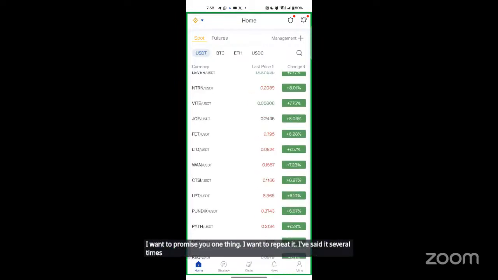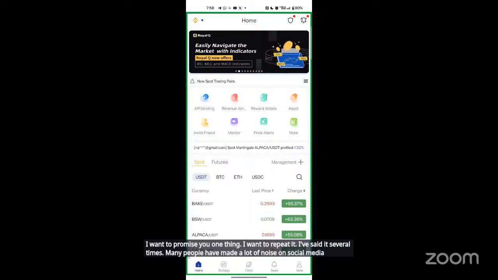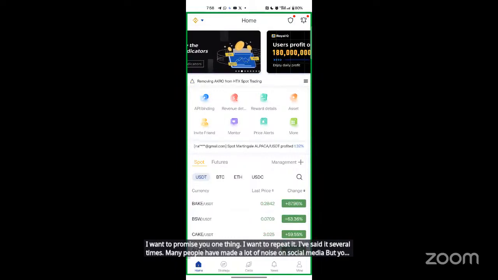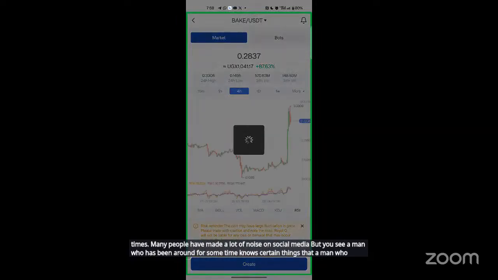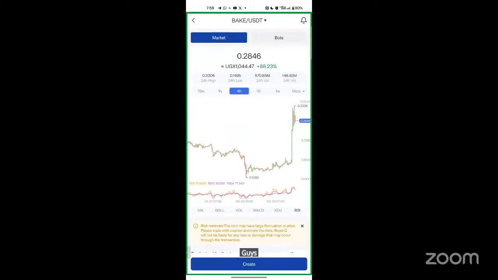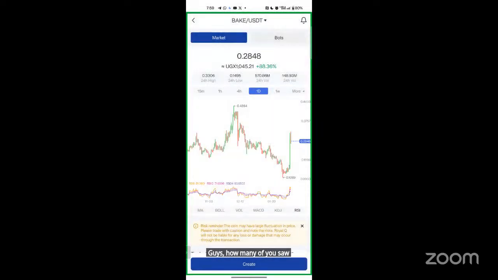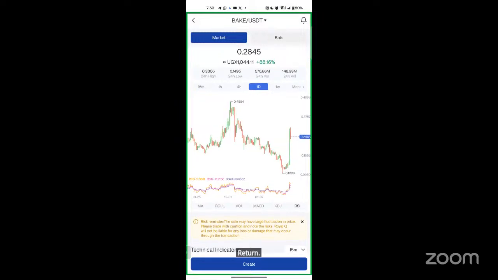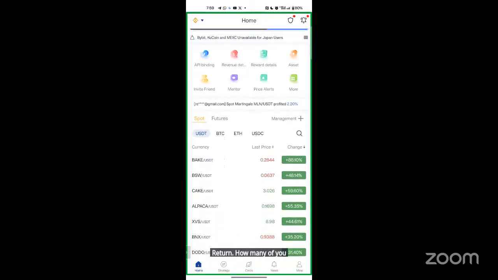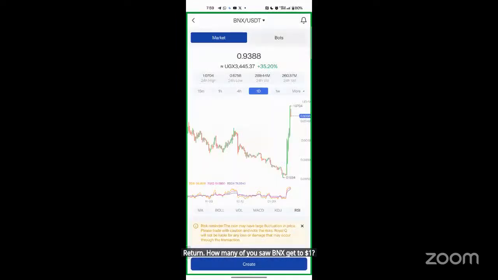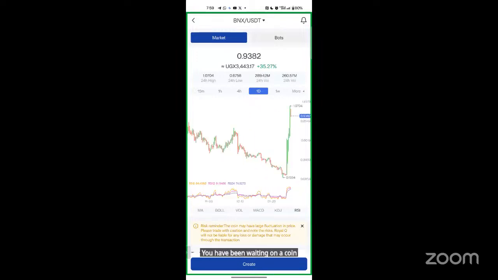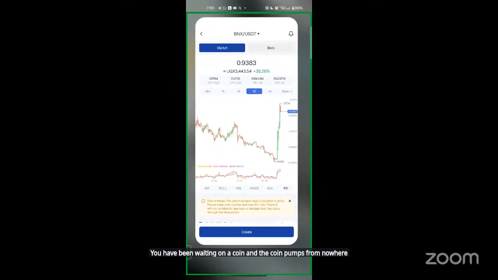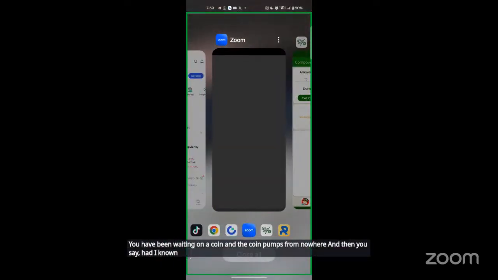Many people have made a lot of noise on social media. But you see, a man who has been around for some time knows certain things that a man who doesn't know nothing. Guys, how many of you saw BEC return? How many of you saw BNX get to $1? And nobody expected. Now, this is what's going to happen in the bull run. You have been waiting on a coin and the coin pumps from nowhere. And then you say, had I known, I did sell my coin at a loss.